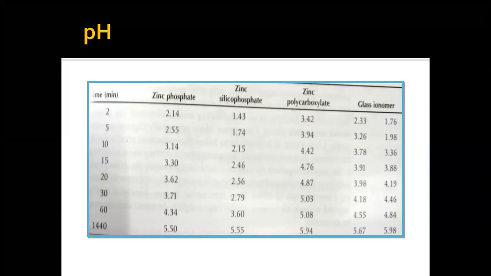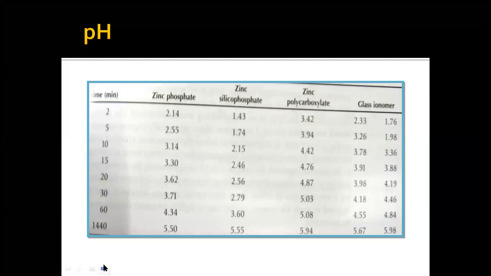pH questions have also come previously in AIIMS entrance exams and all. So clearly remember, you have to note down the values. Immediately after 2 minutes of mix, if they ask which has the least pH, it would be zinc silicophosphate, and which would have the highest pH, after 2 minutes of mix, it is zinc polycarboxylate. So zinc polycarboxylate will have a better pH compared to other cements. Remember that, that is another question which they'll ask you.